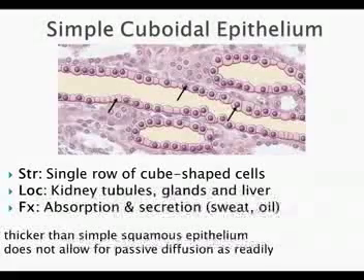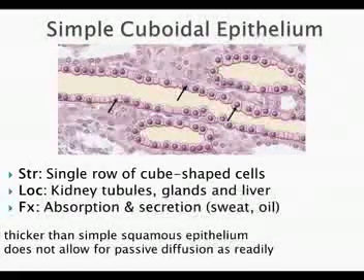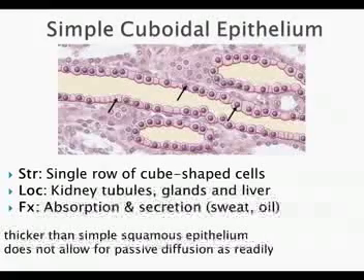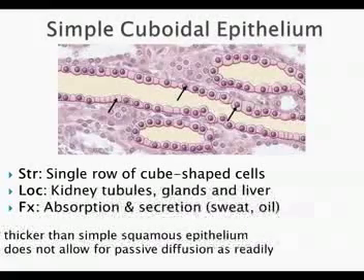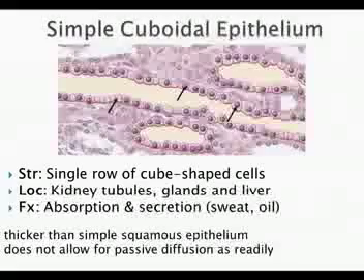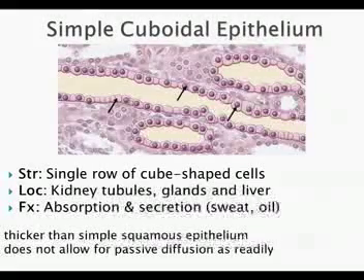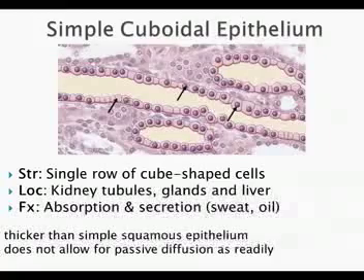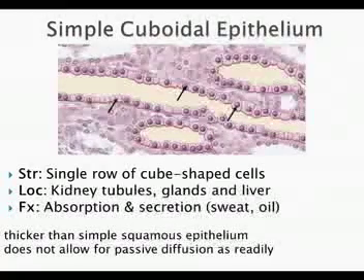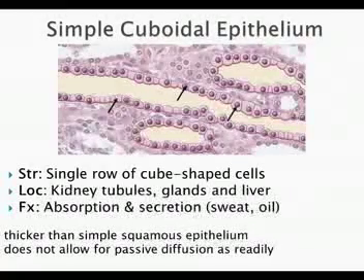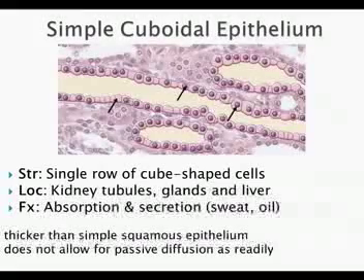All right, so moving along, you have simple cuboidal. Simple cuboidal, again, is a single row of cube-like shapes. And these are really dealing, again, with absorption, secretion, or diffusion, but not of oxygen. It's more of thicker substances, so serous fluids or sweat and oil. They have a thicker kind of consistency to them.